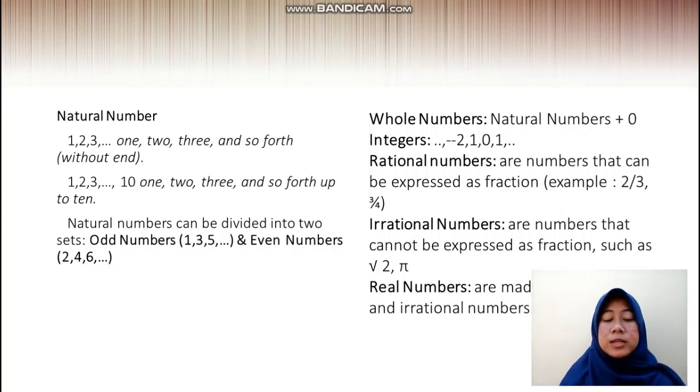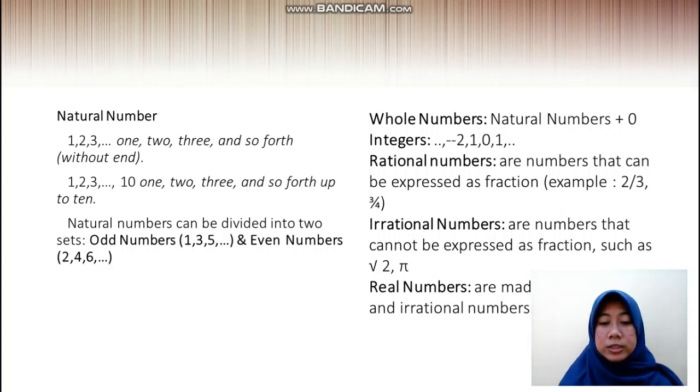And then whole numbers are natural numbers plus 0, and integers are ... minus 2, minus 1, 0, 1, and so on. Rational numbers are numbers that can be expressed as fractions, for example 2/3, 3/4. Irrational numbers are numbers that cannot be expressed as fractions, such as root 2 and pi.